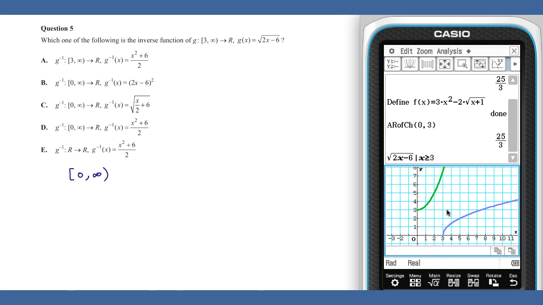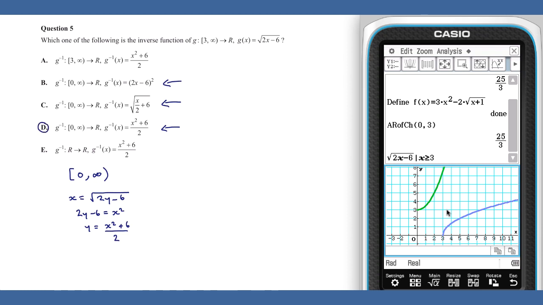Which means we're going to focus our attention on answer B, C or D. But what is G inverse's rule? Well, this can be found by solving this equation. This gives us 2y minus 6 equals x squared, or y equals x squared plus 6 all over 2, concluding that the answer must be D.